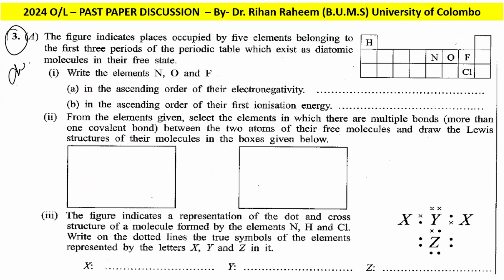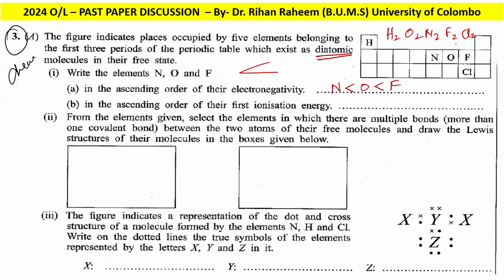Question number 3, chemistry. The figure indicates places occupied by 5 elements belonging to the first period of the periodic table, which exist as diatomic molecules in their free state. What is a diatomic molecule? H2, O2, N2, F2, Cl2, all that they have highlighted. Write the elements N, O, and F in the ascending order of electronegativity. Left to right electronegativity increases. Ascending means small to big. N, then O, then F in that same order.